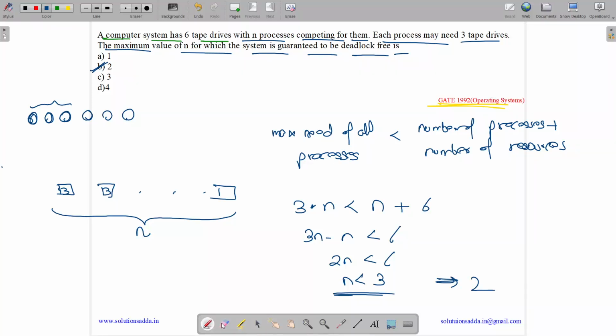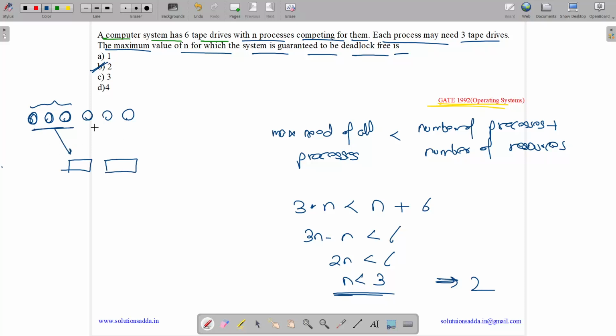Let us see it by the second method. Can we satisfy it with one process? Yes, we can give all 3 to 1. Okay, so 1 is allowed. Can we satisfy it with 2 processes? Yes. These 3 can be given to this, these 3 can be given to this. Now, can we satisfy it with 3 processes? We think that we can satisfy it. Give first these 3 to this, then these 3 to this, then let the first one complete, then this one can be again given to this.